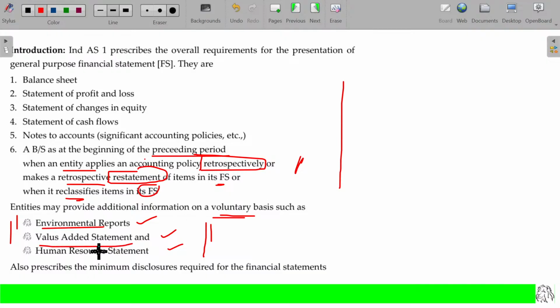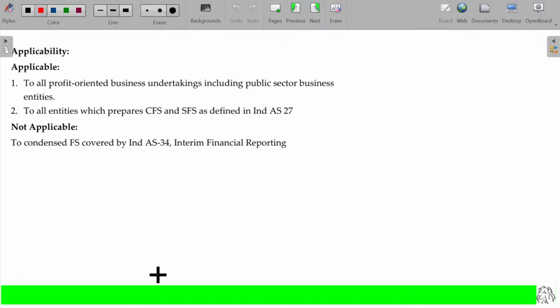What value you have added because of this year's operations, what human resource power you have with you, that will also be stated additionally. This is needed on a voluntary basis; you can supply this. The standard also prescribes minimum disclosure requirements in the financial statements. Applicability.